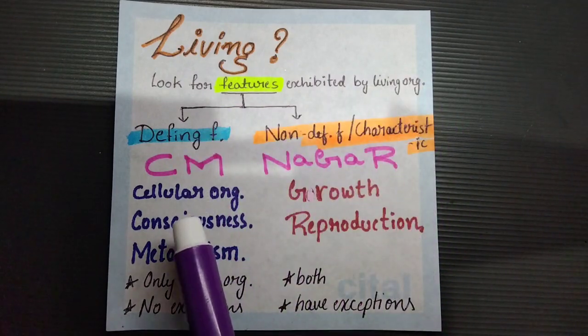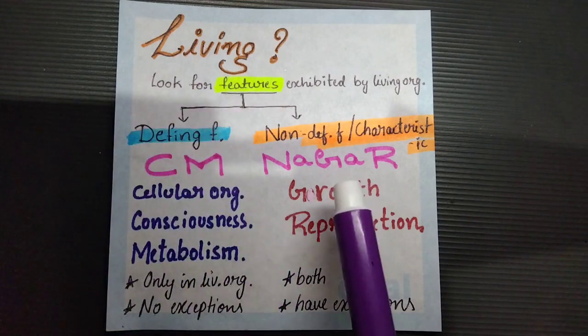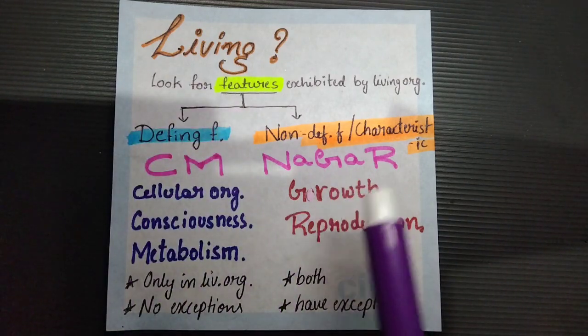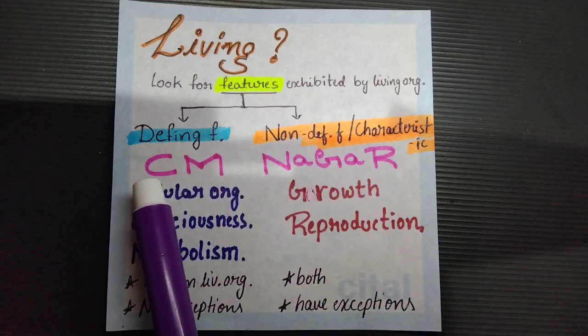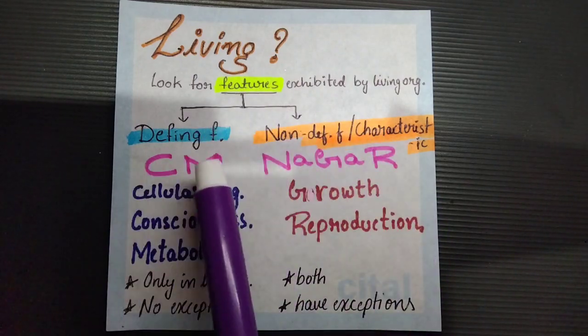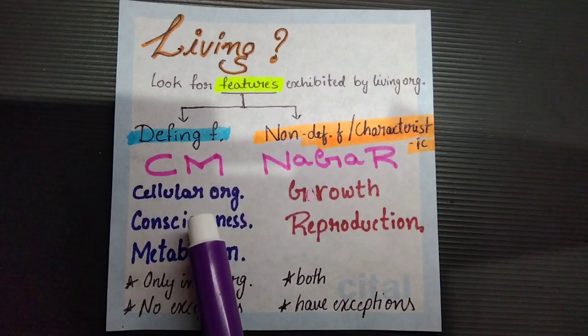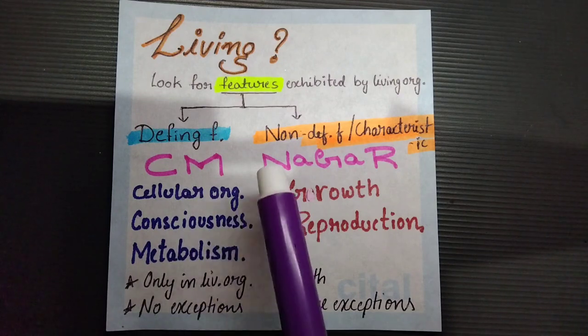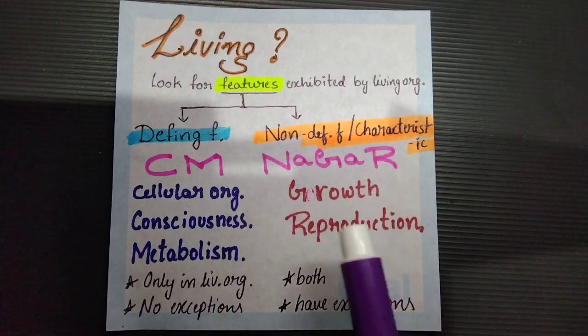Cellular organization, consciousness, metabolism, these three are defining properties. Growth and reproduction, these two are non-defining properties. To remember this, I have a trick, that is CM Nagar, Chief Minister. Nagar means city. Here C is for cellular organization, consciousness, M for metabolism. N means non-defining property, G means growth, R means reproduction.